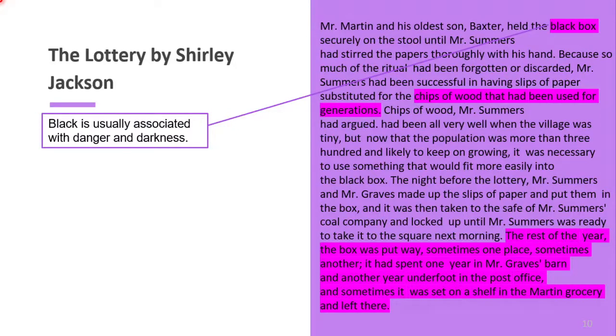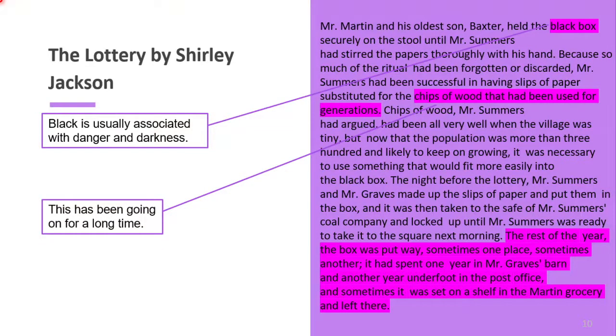Let's go to the second sentence where it says chips of wood that have been used for generations. Now, the keyword is generations, which gives us the impression that this ritual has been going on for a long, long time. Let's keep moving on, shall we? Let's go to the last sentence where it says, the rest of the year, the box was put away, sometimes one place, sometimes another. It had spent 1 year in Mr. Graves' barn and another year underfoot in the post office, and sometimes it was set on a shelf in the Martin grocery and left there.